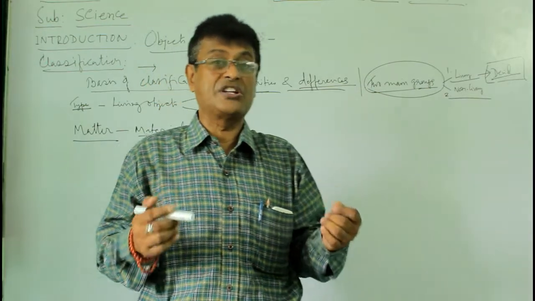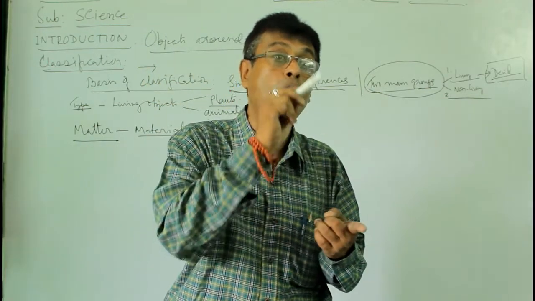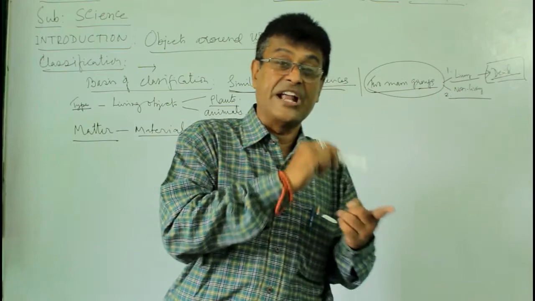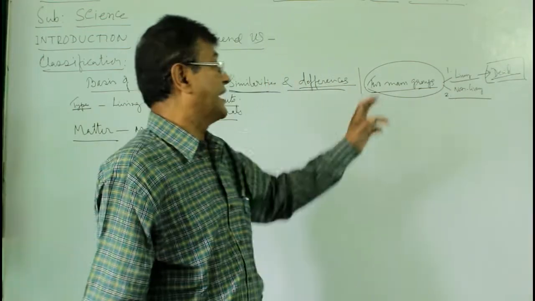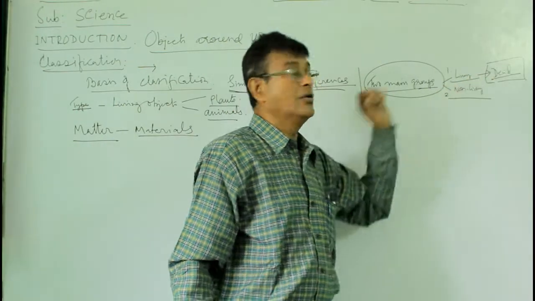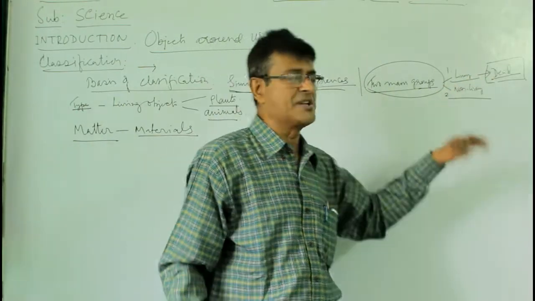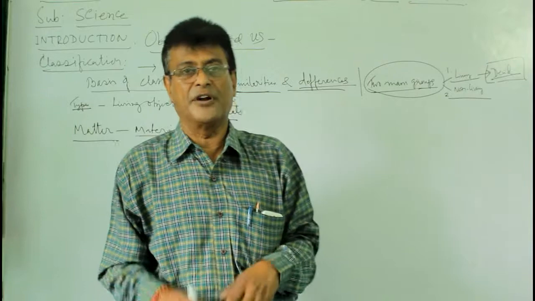So, dead objects are objects who were once living. That is the actual dead object, which comes from living. Non-living objects are non-living, they don't have life in their being.